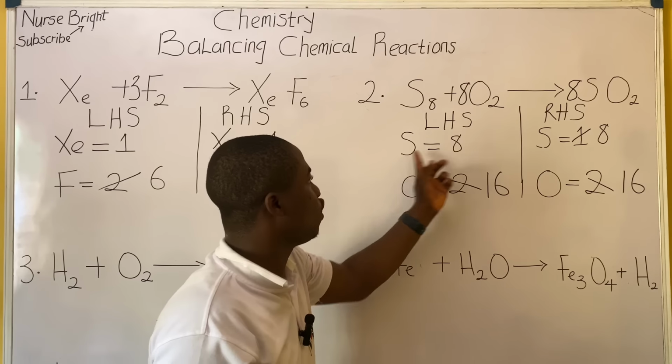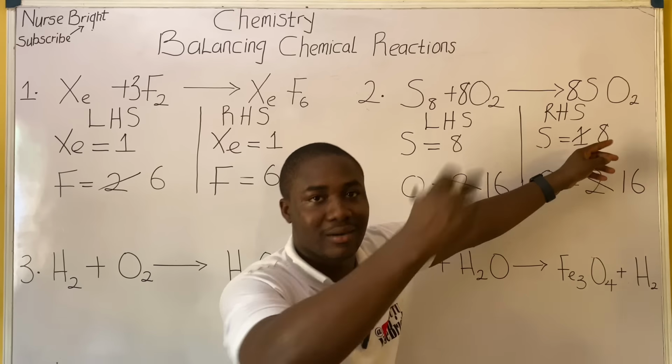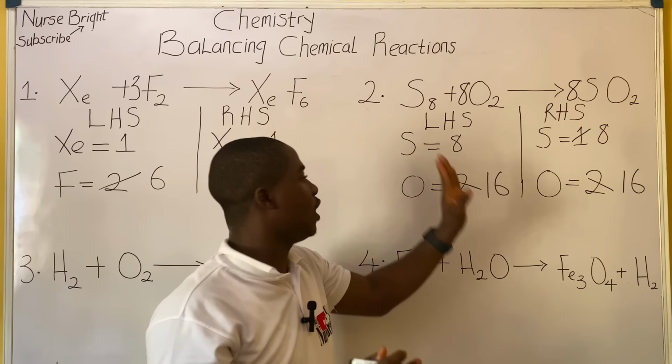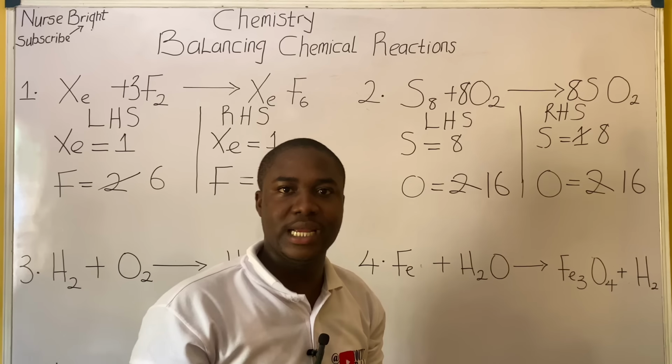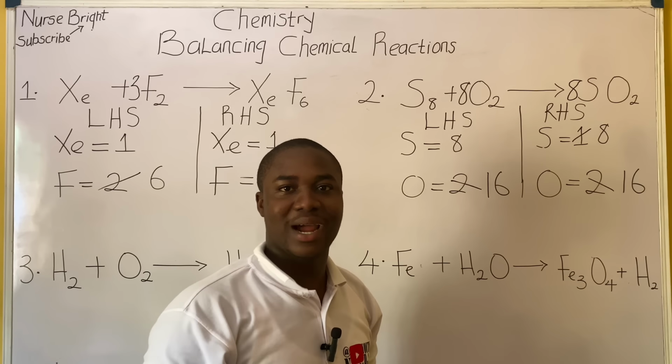So at the end of everything, the sulfur was 8 at the left, sulfur was 8 at the right, oxygen was 16 at the left, oxygen was 16 at the right as well. I believe you are following. It is very easy. So let's get into the next practice example.